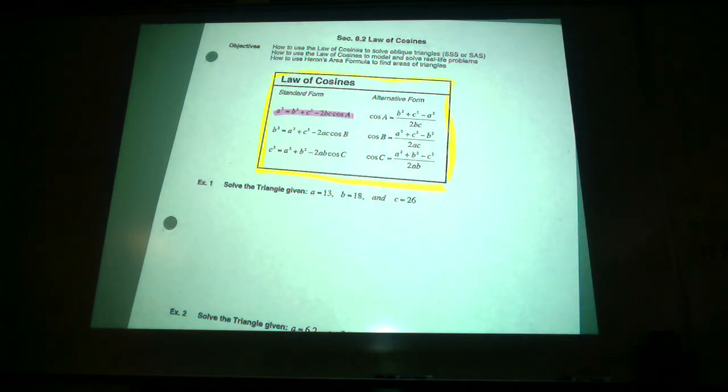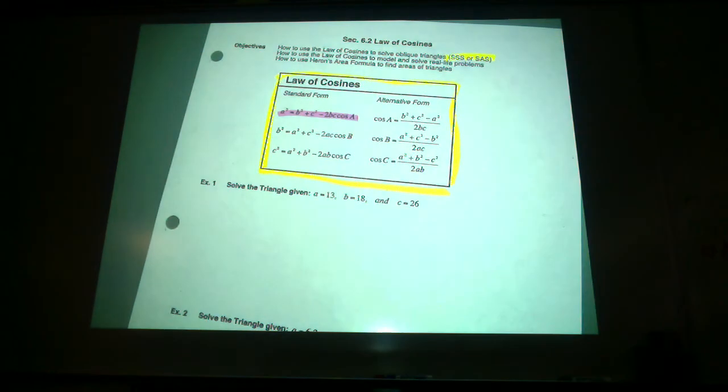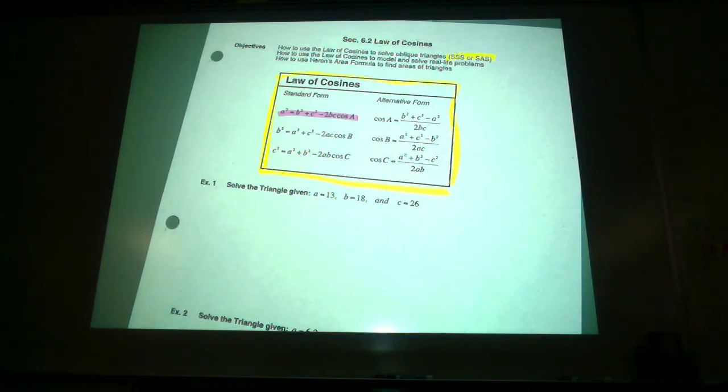Law of cosines is only used for SSS, meaning we have all sides and no angles, or SAS, meaning we have two sides and the included angle. That means that I do not have the side across from the angle that I was given. Because if I have the side across from the angle that I was given, I'm going to use law of sines. The math is easier.